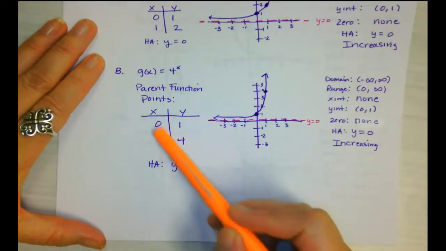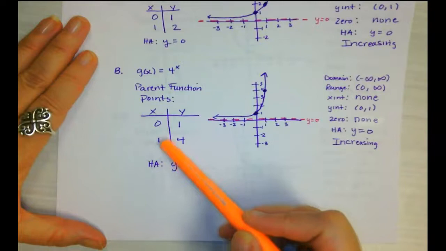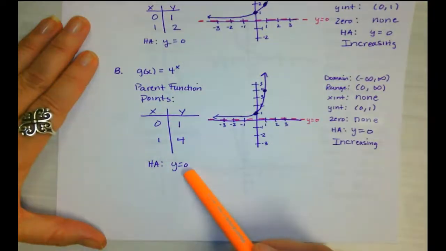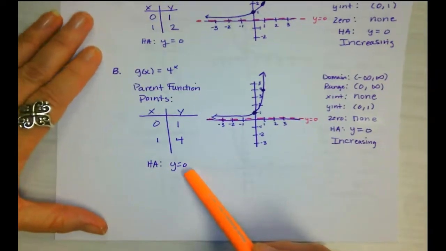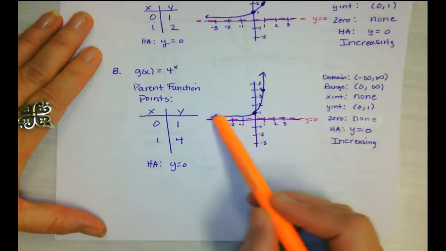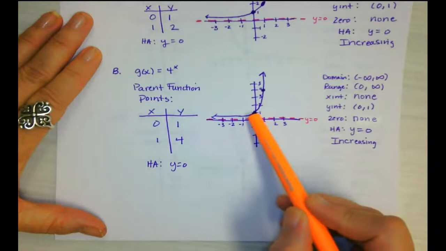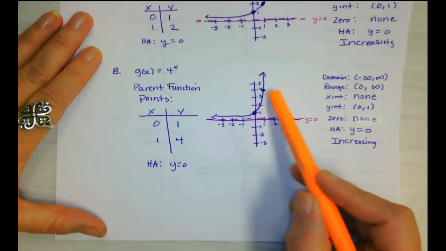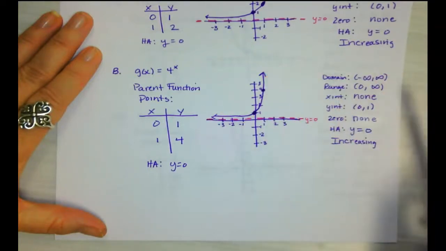These are the 2 x values we use to make our parent function points, 0 and 1. And then the horizontal asymptote is still y equals 0 because it hasn't moved up or down to shift it off that horizontal axis. So we have the horizontal axis, the point at 0, 1, the point at 1, 4, the curve that goes through them.